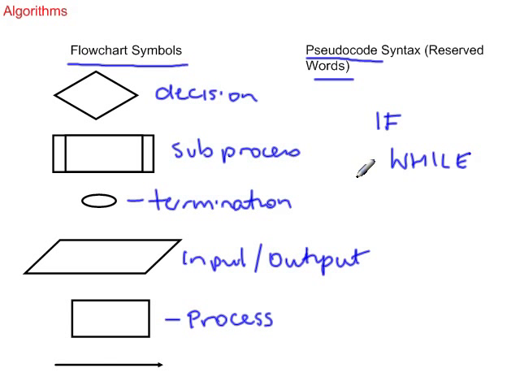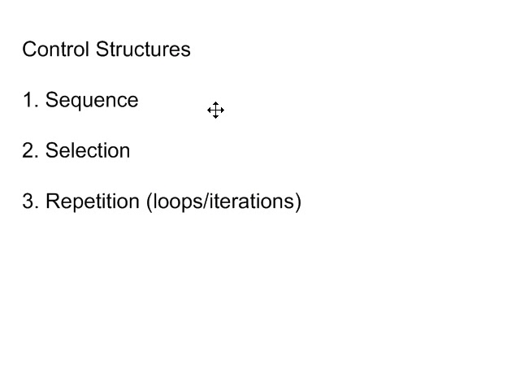The only other one is when you have a subprocess in pseudocode, the sub-process is actually underlined, and that underline signifies that it actually is a sub-process and that algorithm is described elsewhere. What I'm about to now do is talk about the control structures in algorithms.